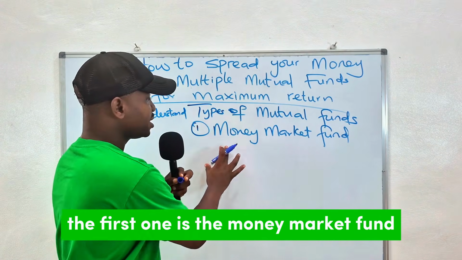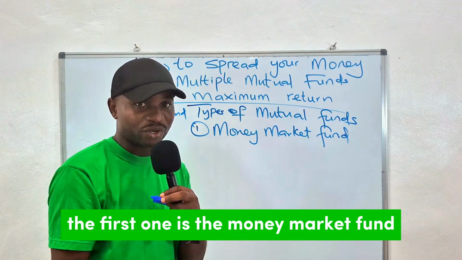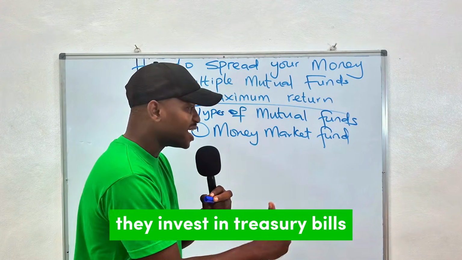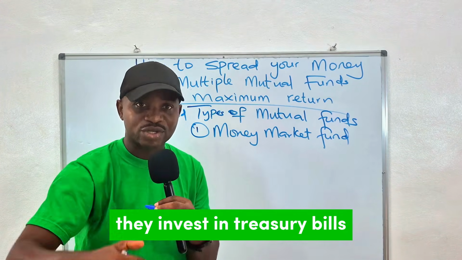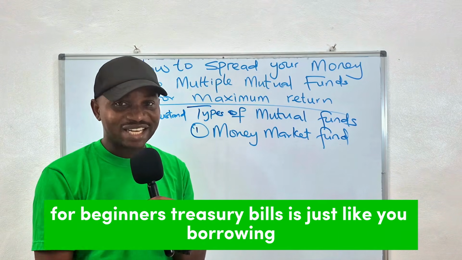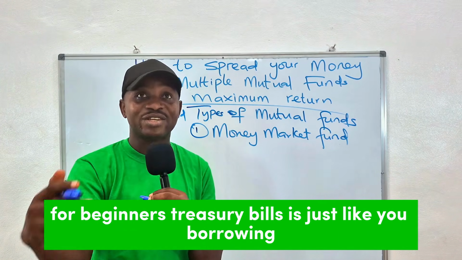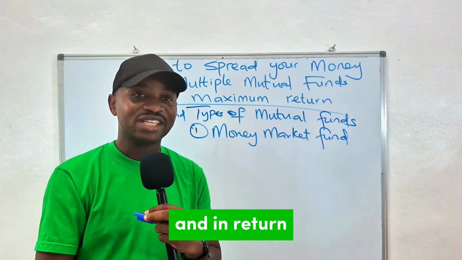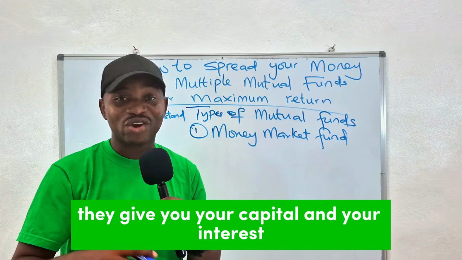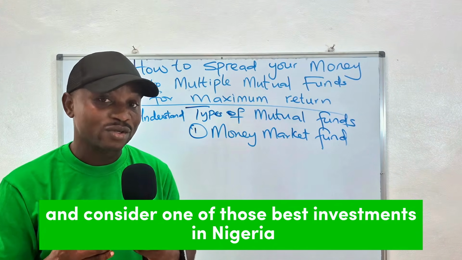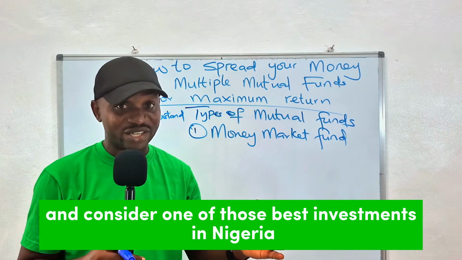The first one is the money market fund. This money market fund is for safety. They invest in treasury bills, commercial papers, and short-term instruments. For beginners, treasury bills is just like you lending the government your money, and in return, they give you your capital and your interest. It is safe and considered one of the best investments in Nigeria.